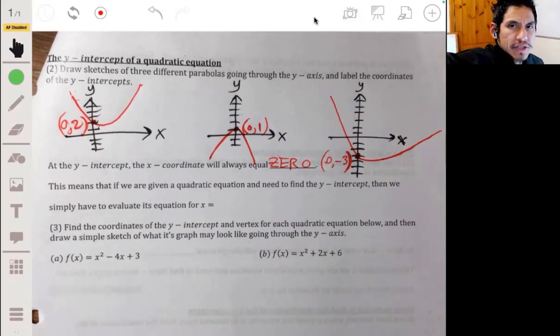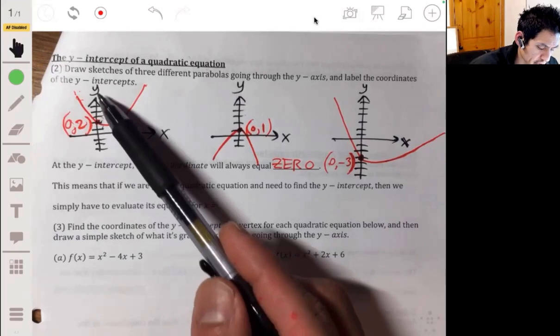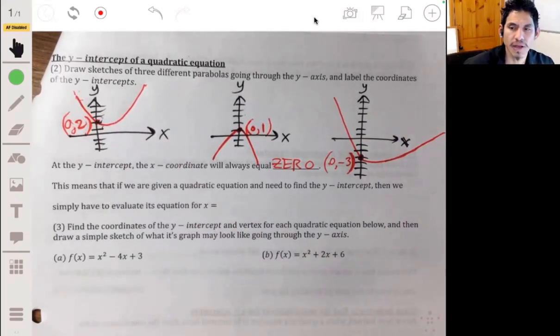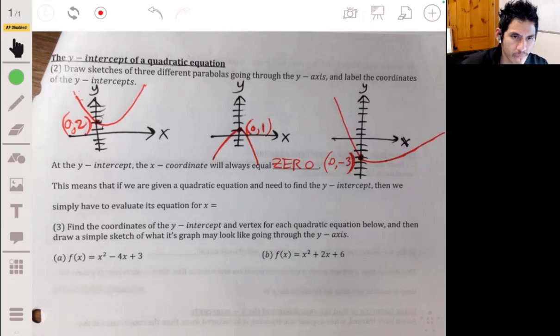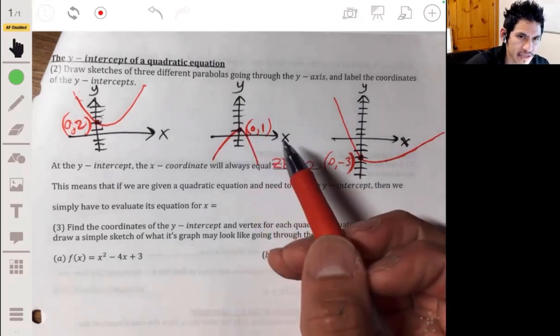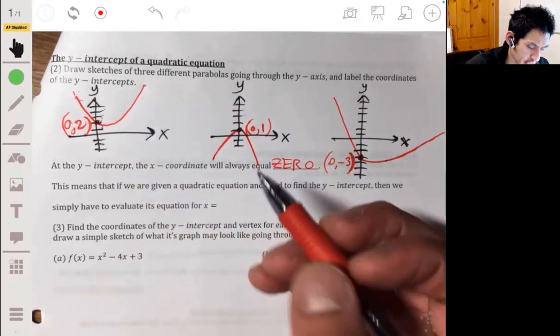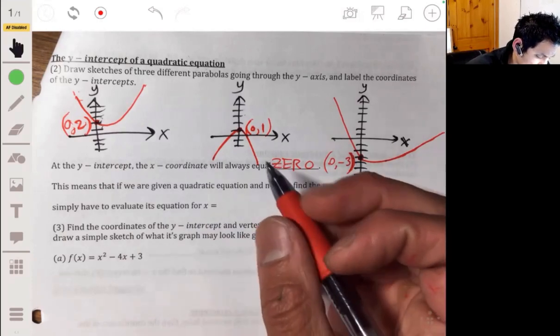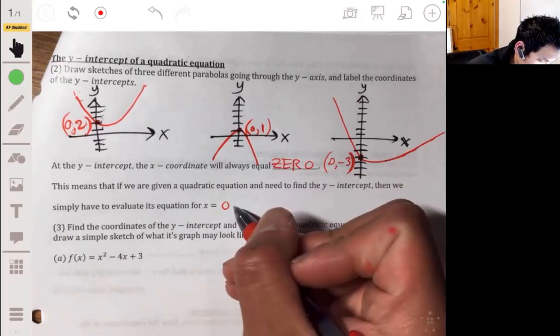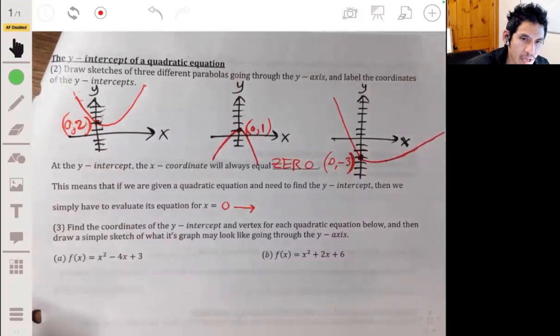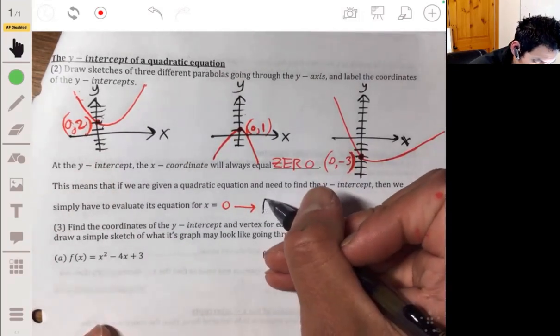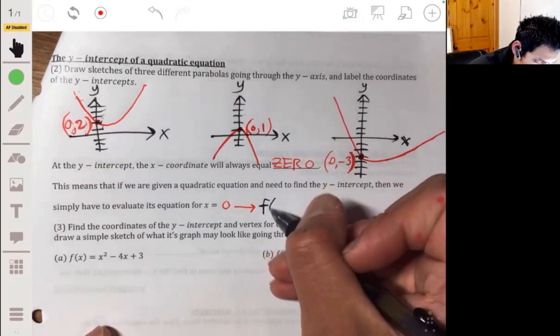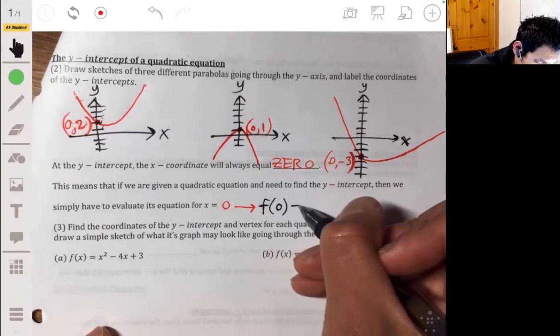By definition, the y-intercept is where the x value is 0, because it's where the graph crosses the y-axis. And if we were to try to find this y-intercept by just using the equation, we would have to evaluate the equation for x equals 0, meaning that we would plug 0 into the function for the quadratic equation. So we would have f of 0.